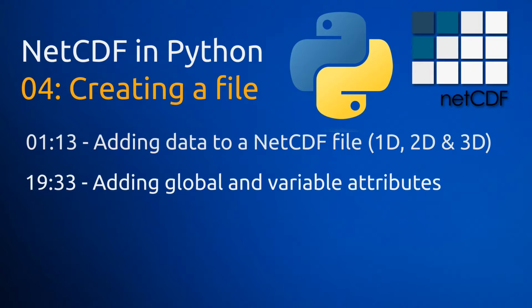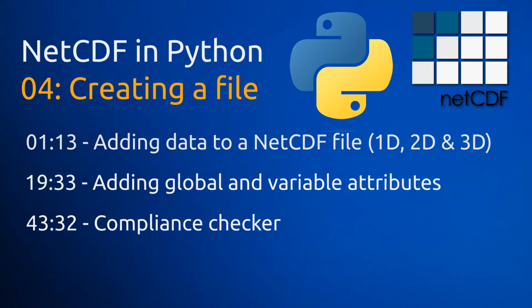And throughout all of this, I'll show you how to make sure that your file is compliant with the Climate and Forecast conventions to make it a CF-NetCDF file, as well as the Attribute Convention for Data Discovery, or ACDD for short. If you want your file to be compliant with the FAIR data management principles, you need to make sure that you're following these conventions. A NetCDF file by itself is not necessarily FAIR compliant. Then at the end of the video, we'll run our file through a compliance checker to make sure it is actually compliant with these conventions.